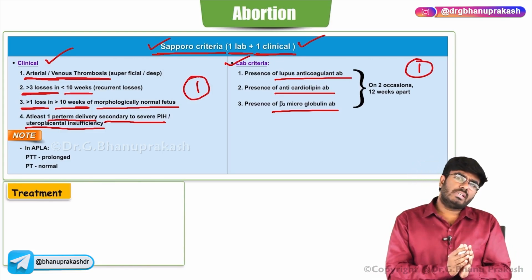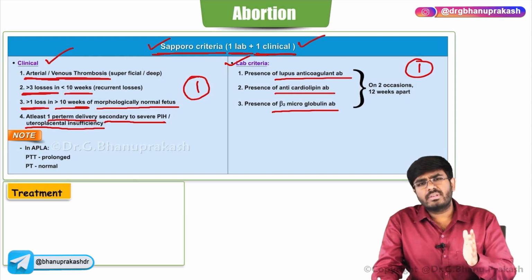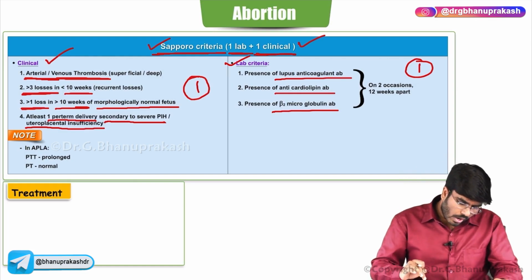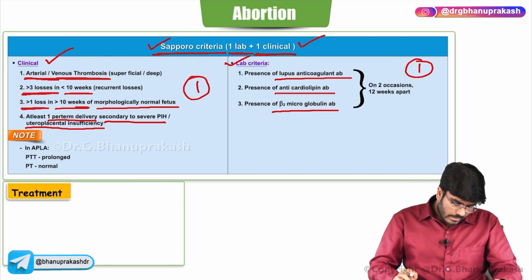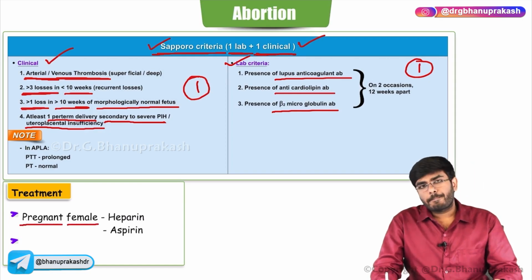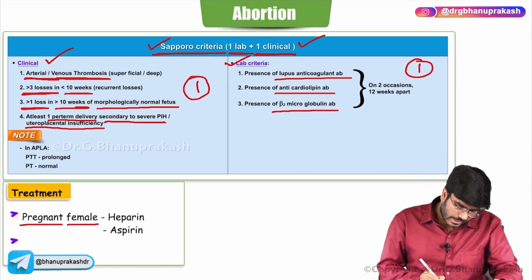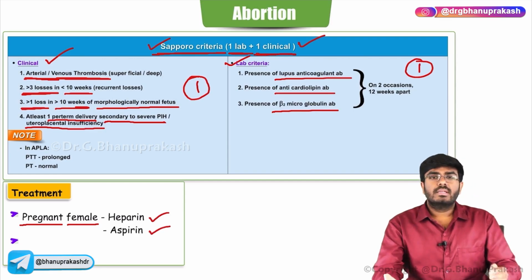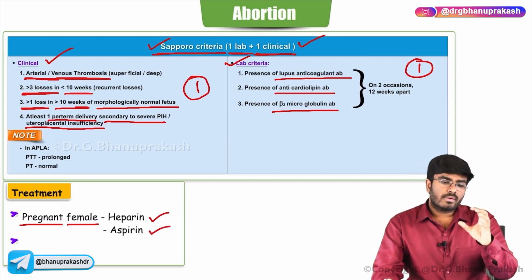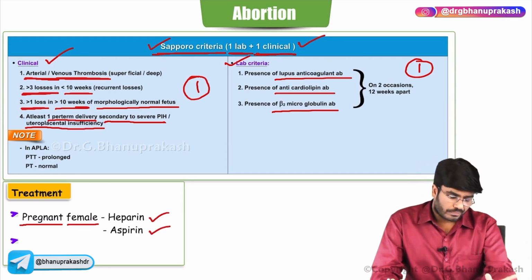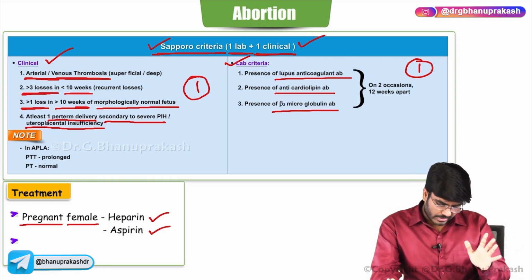We have seen how to treat the cervical incompetence. Cervical incompetence will be treated by putting a cerclage, McDonald cerclage or Shirodkar cerclage. Now, how to treat this APLA syndrome? Now, the treatment in a pregnant female. Right now she is pregnant, so what I can give her is heparin along with aspirin. Aspirin doesn't allow the clot to form in the placenta, so that can prevent the abortion. This is what we are giving in pregnancy.